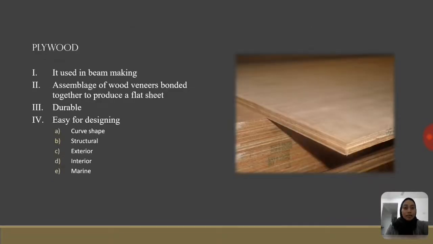Next is plywood. Plywood is used in beam making. It is an assemblage of wood veneers bonded together to produce a flat sheet. As you can see in the picture right here, plywood is much thicker than veneer, which explains that it is an assemblage of wood veneers bonded together. The third point is that it is durable, and the last is that it is easy for designing, for curved shape, structural, exterior, interior, or even marine use.